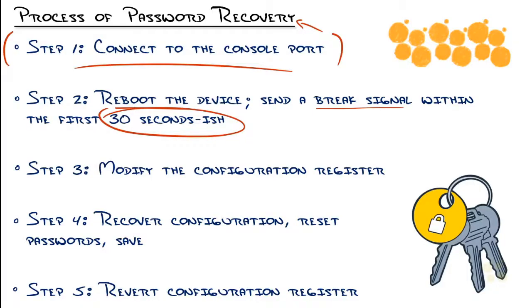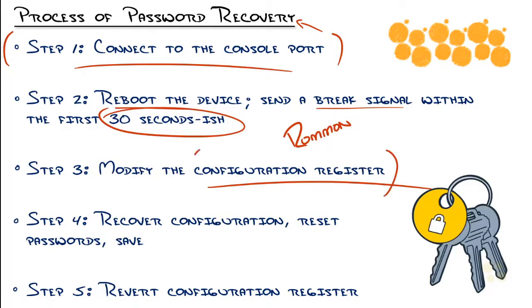The key is you're breaking out of the normal boot process to get into a mode known as ROM monitor. ROM-mon is what you'll see in the prompt, which is before it actually boots to the operating system. Think of this as breaking out of your normal Windows boot process to get to a DOS prompt. Once you're into ROM-mon mode, you're going to modify the configuration register.